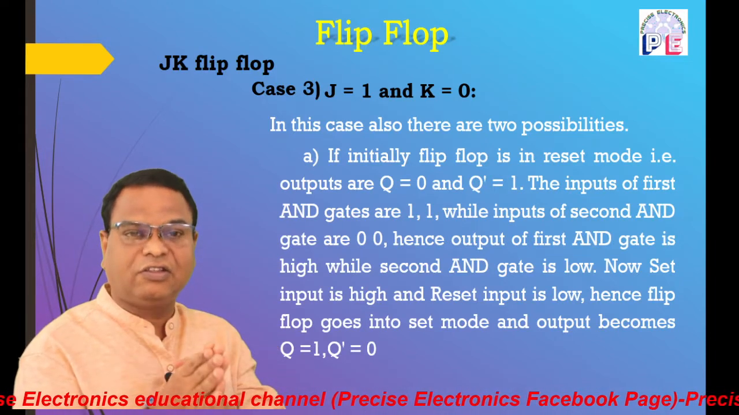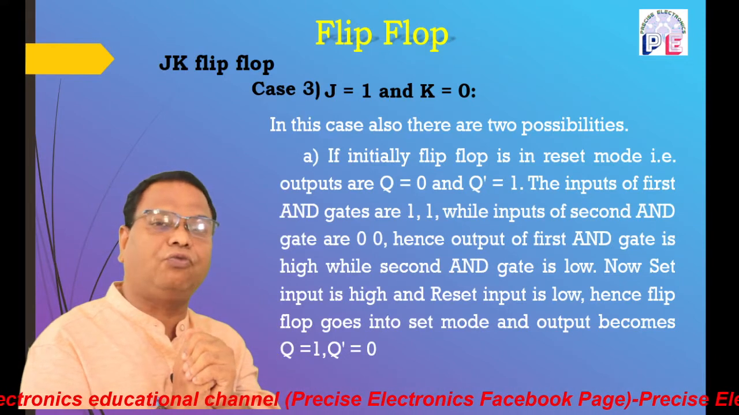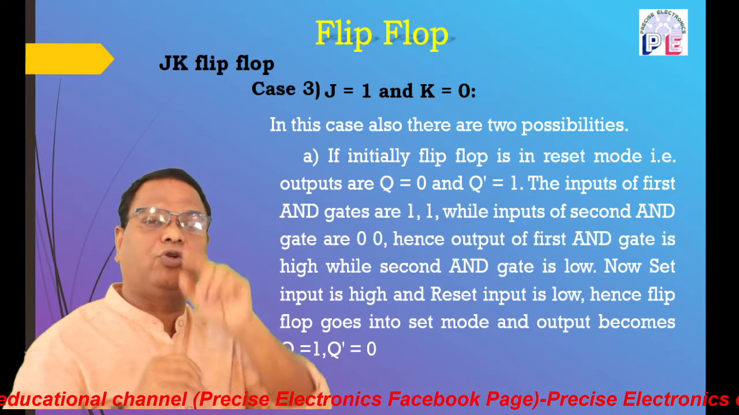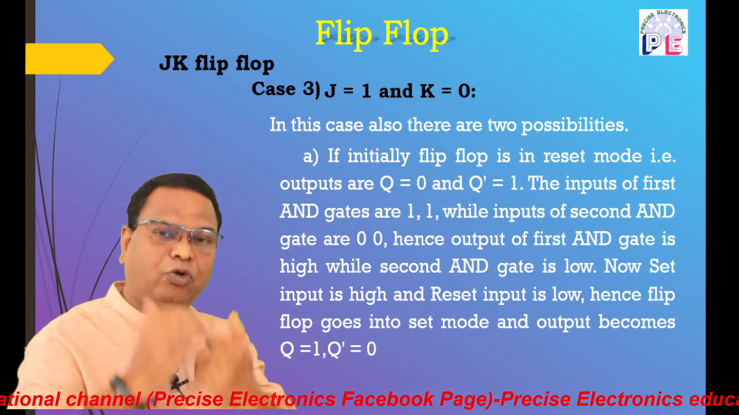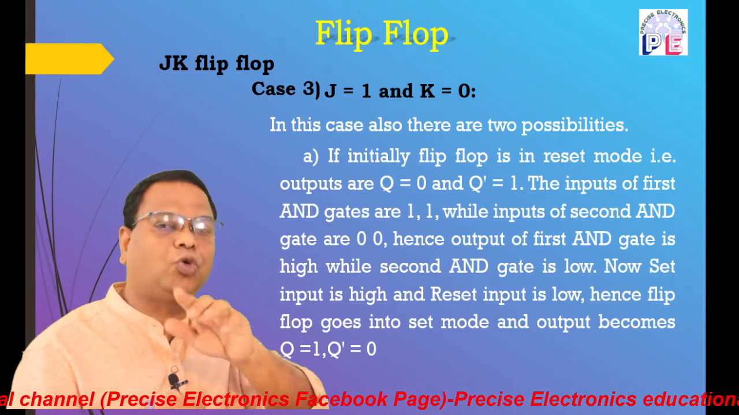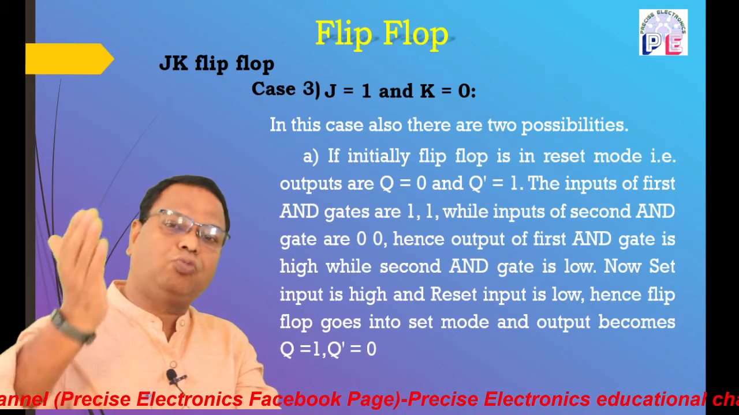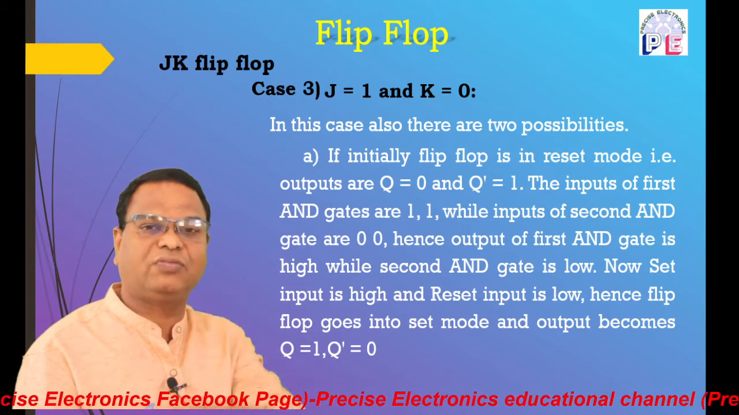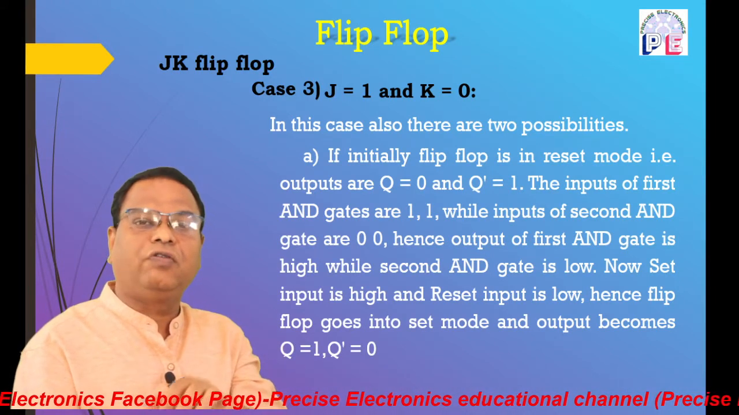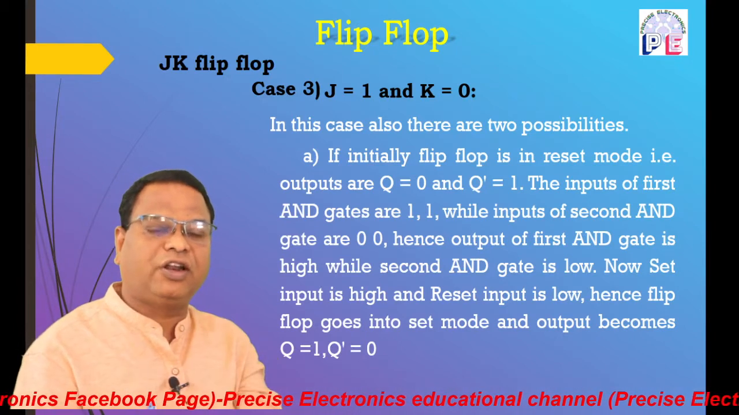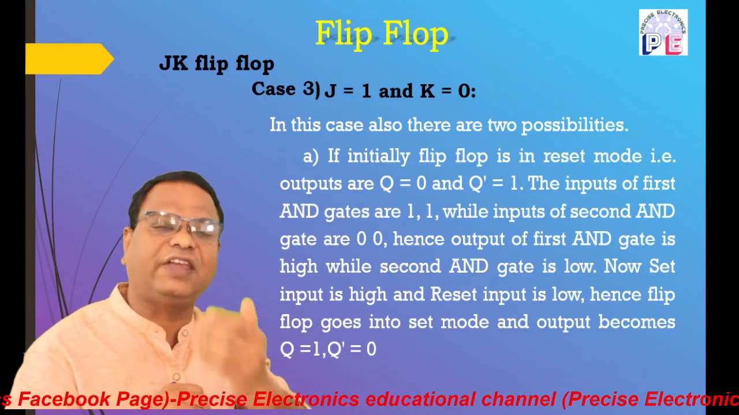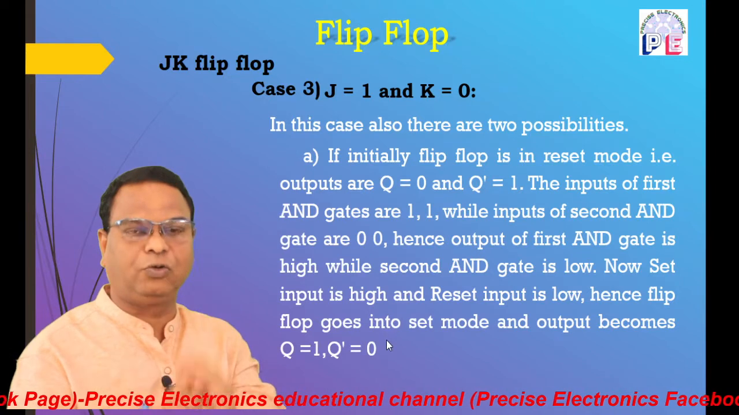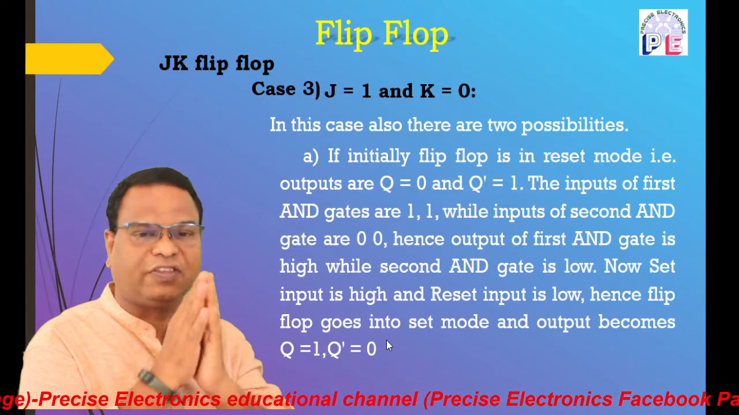In this case, the inputs applied to the upper AND gate are 1, 1 because the flip-flop is in reset mode, so Q complement is 1. The inputs for the lower AND gate are 0, 0. Hence the output of the upper AND gate becomes 1 while the output of the lower AND gate becomes 0. That means the set input is applied: the set input becomes high, the reset input becomes low. So the flip-flop now goes into set mode. The transition of state occurs, and the outputs are now Q is equal to 1 and Q complement is 0.